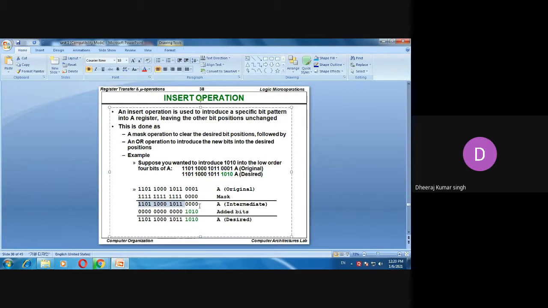Now we want to insert the 1010 onto the lower order bit positions. The higher order bit positions are all equal to 0, and in the lower order bit positions we are inserting 1010. Finally the insertion has occurred and your number has changed, that is 1101, 100, 1011 and 1010. This operation is known as the insert operation, and these are the micro operations which occur inside the register itself. Is this clear?